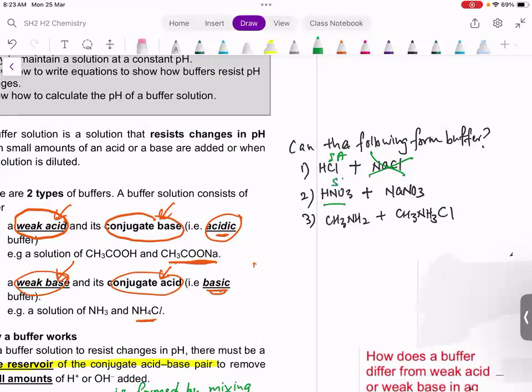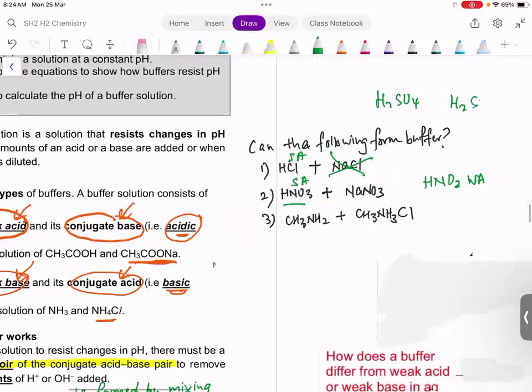It's also a strong acid. Nitric acid is a strong acid. Nitrous acid is a weak acid. Sulfuric acid is a strong acid. Sulfurous acid is a weak acid. This one you have to memorize. Nobody can help you, so you need to recognize this straight away.